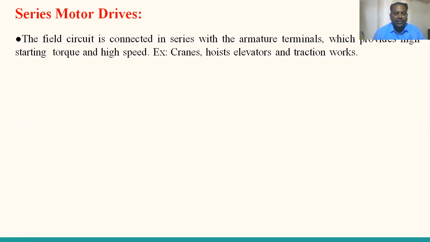The best examples for series motor drives are cranes, hoists, elevators, and traction works. A crane lifts high weights; hoist and lift are almost the same, where the system moves up and downwards. Elevators are conveyors or belts passing along some inclination. Similarly, traction works need a huge amount of torque to meet the load demand, which is satisfied with the help of series motors.